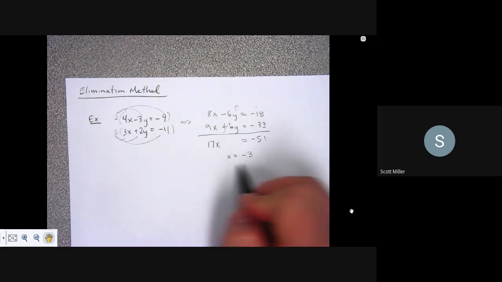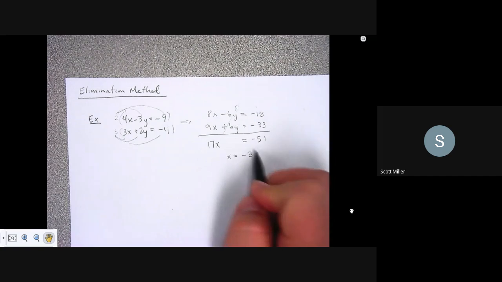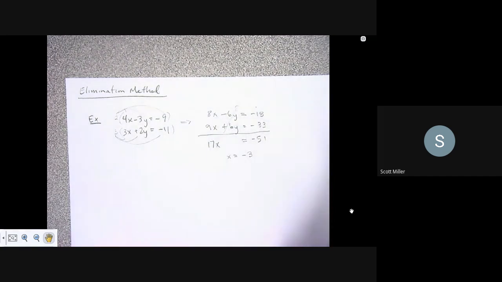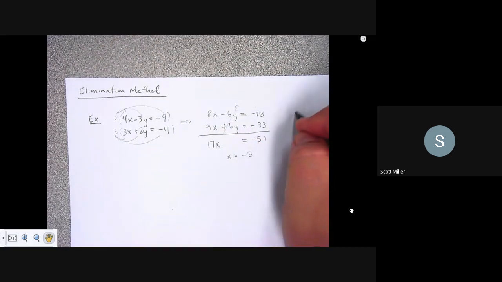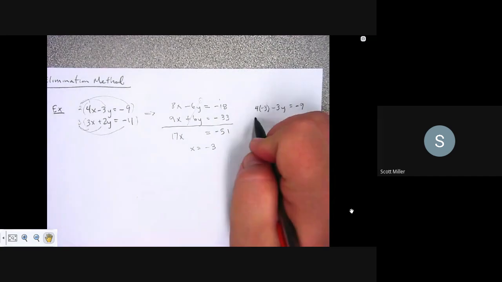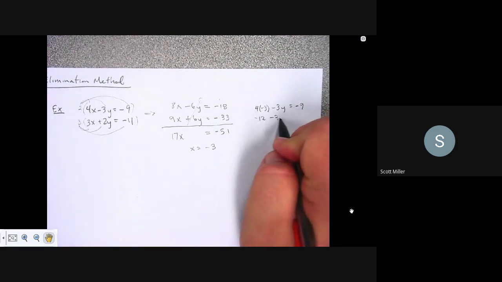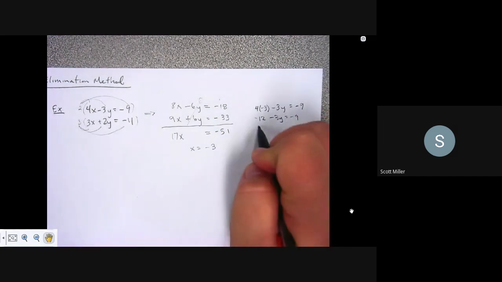And once I have this value right here, I take this number and substitute it back into one of the original equations. It does not matter which one you choose. Okay, so I can choose the top one. That'd be 4 times -3 minus 3 times y equals -9. And then I solve this for y. -12 minus 3y is -9. Add the 12.